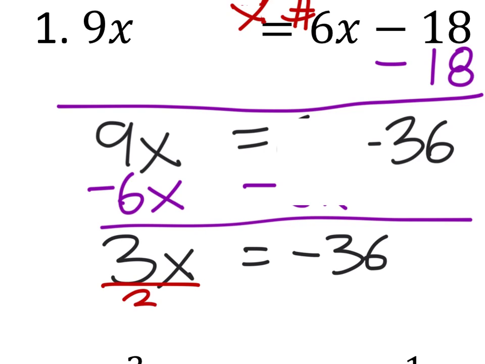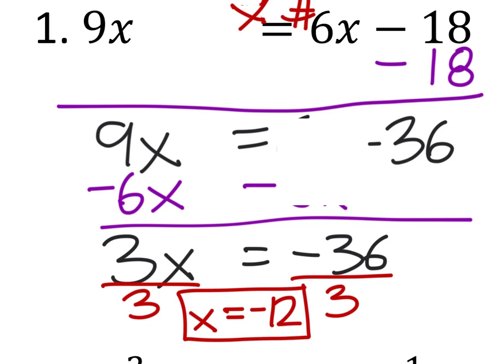From here, we just need to divide by the coefficient of x, which is 3. And we'll find that x is negative 12. Alright? Now that's not necessarily all we need to do. It did tell us to check. I am not going to grade you on whether you check or not. If you don't check, though, just understand that you are taking a chance. Alright? So go ahead and check.